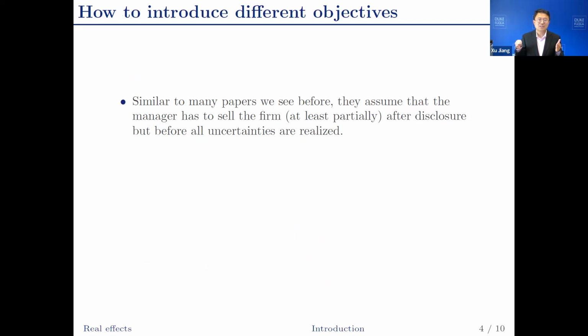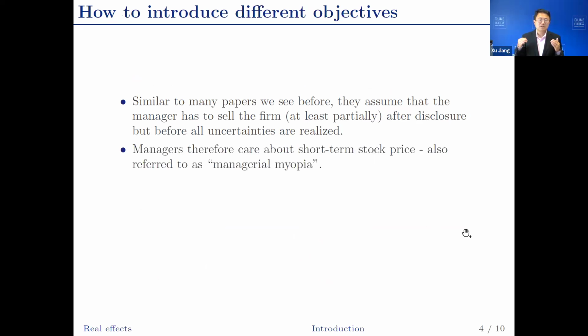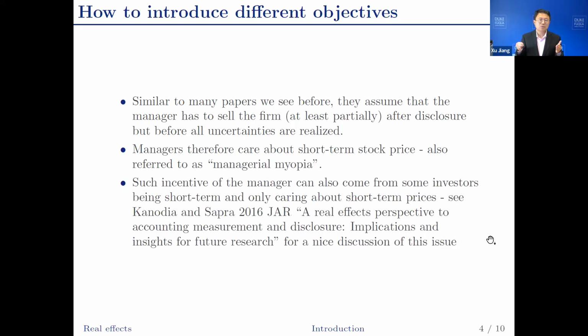they assume that the manager has to sell the firm, or at least a part of the firm, after disclosure, but before all the uncertainties are realized. In this sense, managers would put some weight on the short-term stock price, and this is also referred to as managerial myopia. Of course, managerial myopia, or managers' preference about short-term stock price, can also come from some investors being short-term, and they only care about short-term prices. You can check Knode and Sapra 2016 JAR review for an excellent discussion of this issue.